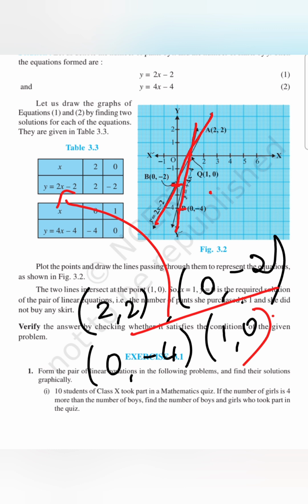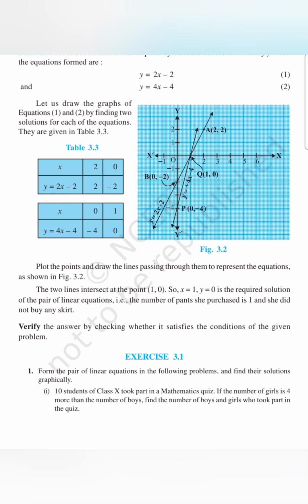Now check whether they intersect. Yes, they intersect at one point. Where do they intersect? They intersect at this point, which is 1 comma 0. So the solution is 1 comma 0. It means x is equal to 1 and y is equal to 0. That's the required solution for this pair of linear equations. Since x is taken as the number of pants, the number of pants is 1 and the number of skirts is 0. So she purchased one pant and did not buy any skirt.